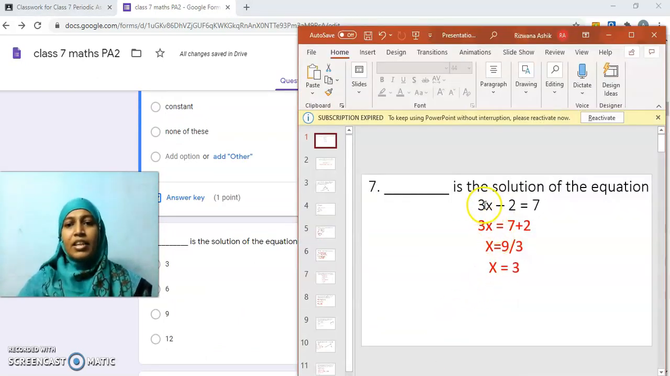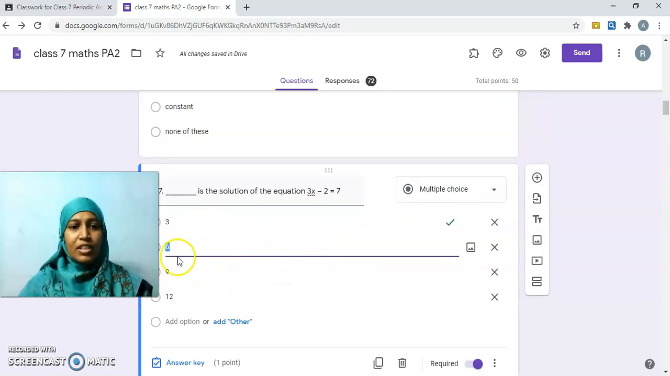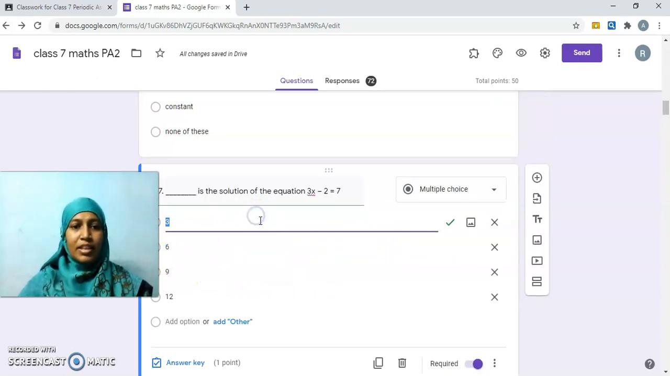See, here it is. 3x minus 2 is equal to 7. If I transpose this minus 2, it becomes plus 2. 7 plus 2, 9. If I transpose this 3, which is in multiplication on the left hand side, it comes to division on the right hand side. So 9 divided by 3 is 3. So 3 is the right answer here. See, if I click 6 now, it is not right. 3 is the right answer.